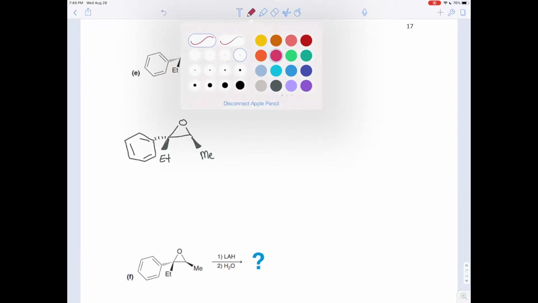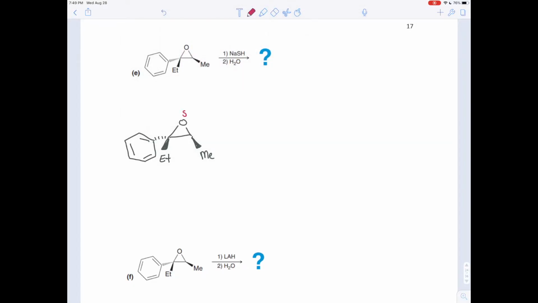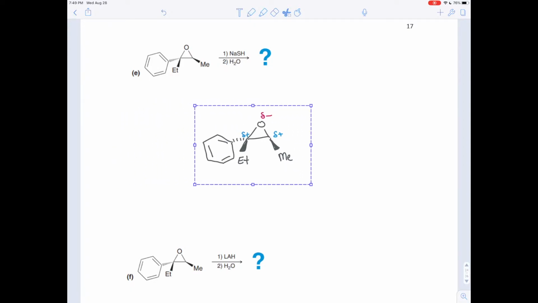And so just like before, in earlier parts of this problem, the oxygen is really electronegative, so it pulls the electrons in those bonds towards itself and becomes slightly negative. And whatever it's bonded to becomes slightly positive. So those two carbons in the ring. So that is our epoxide.